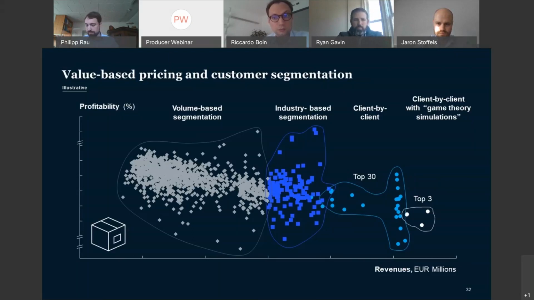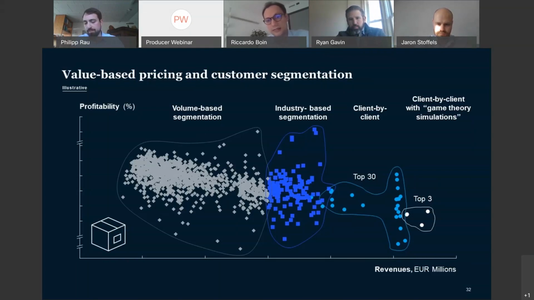For the big clients, what you do is indeed a client by client approach. Many times you simulate with a game theory logic what you need to do in order to win the deal. You try to scout through market intelligence who your competitors are there, what they are likely to offer, what their cost could be with an analysis that we call should cost, in order to define how you can be competitive, which elements of the value proposition could make your offer a winning offer.